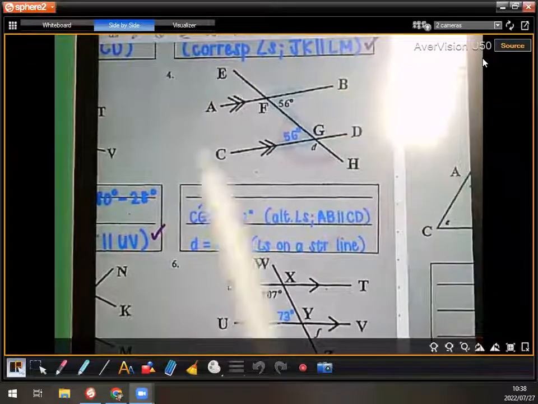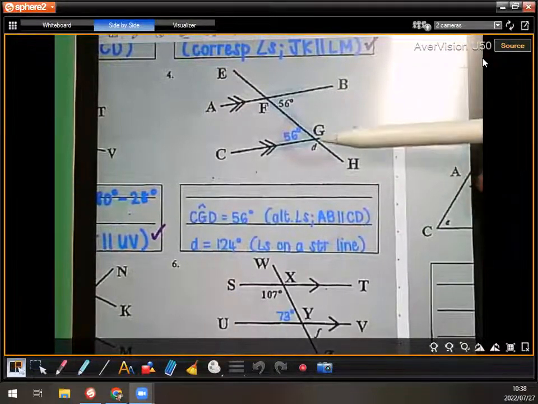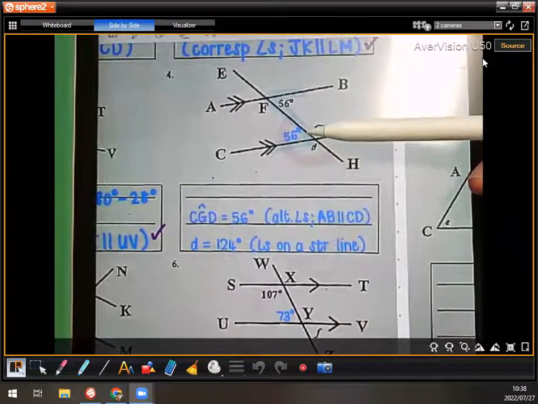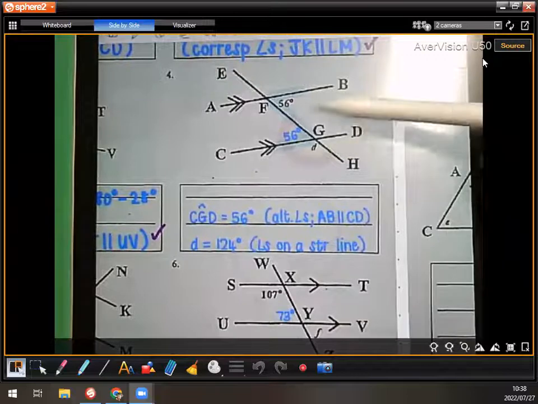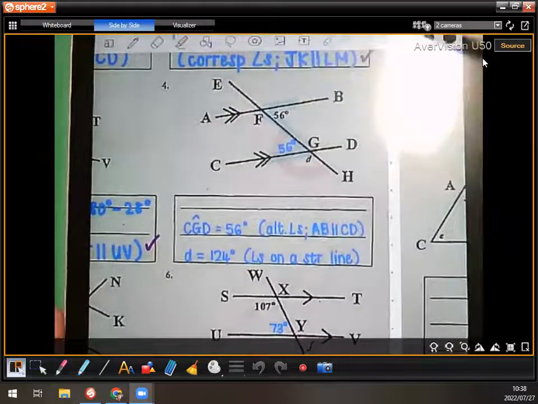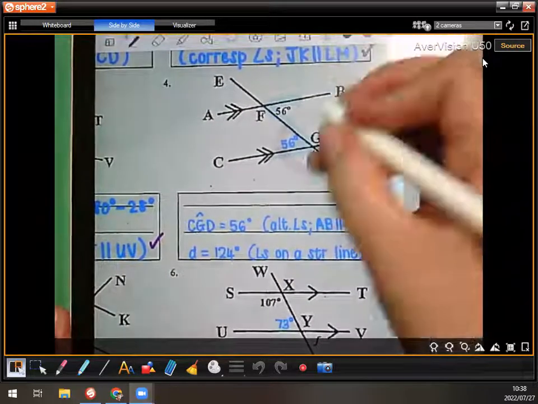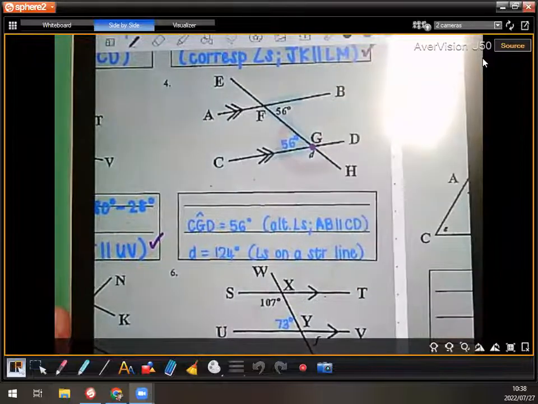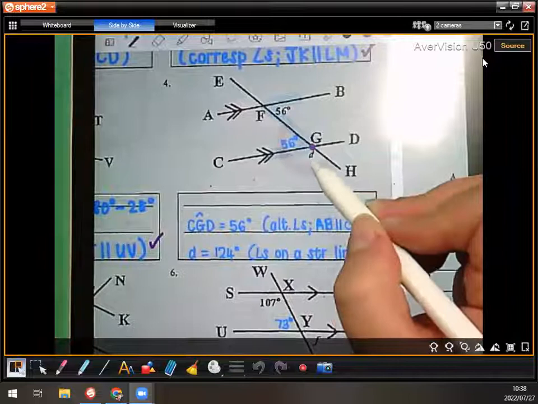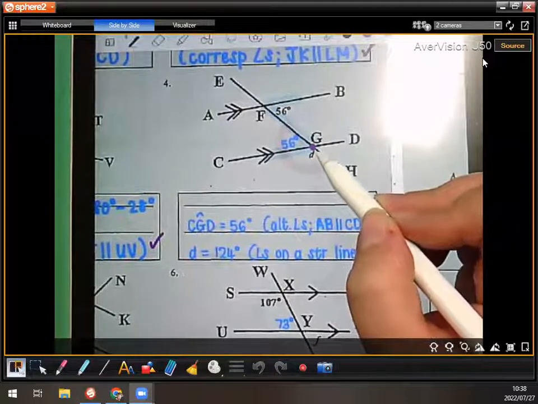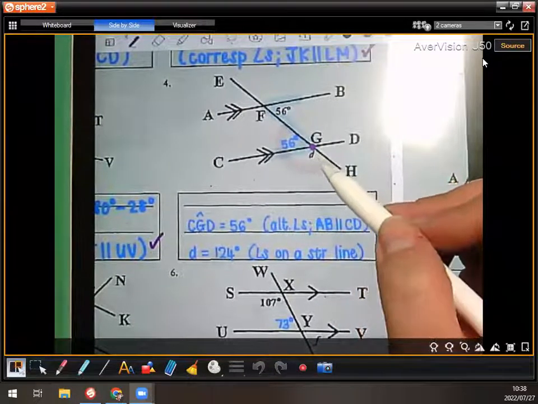So guys, you have to name this angle correctly. You can't just say angle G, because how many angles do I actually have at point G? That's point G. I actually have 4 angles. So all around point G, I actually have 4 angles. So guys, you have to be specific. You have to tell on the marker which angle you're talking about.